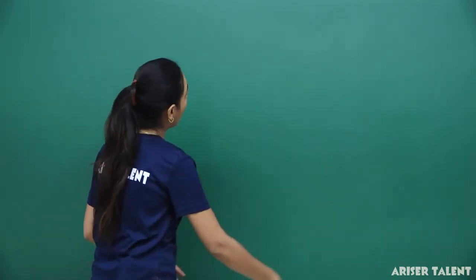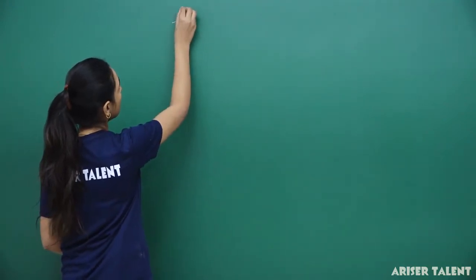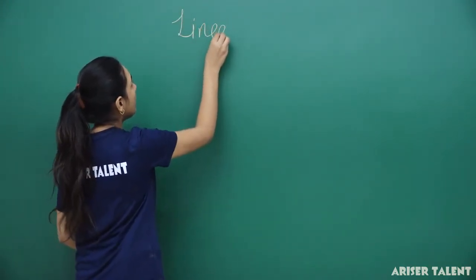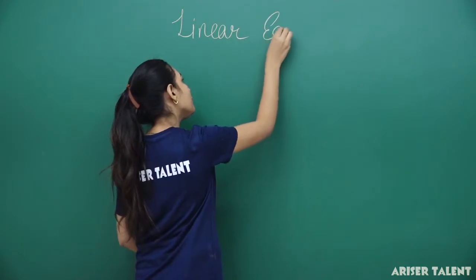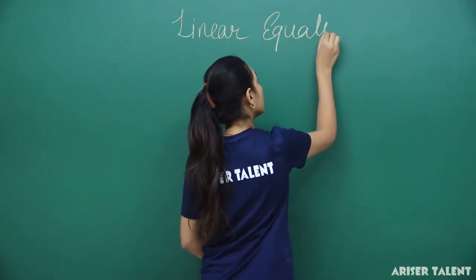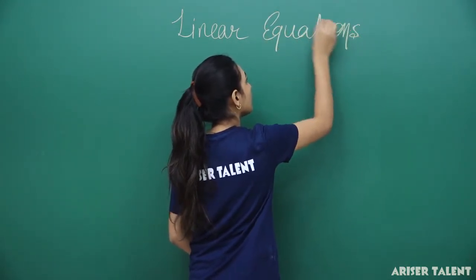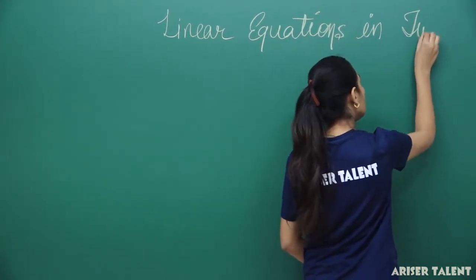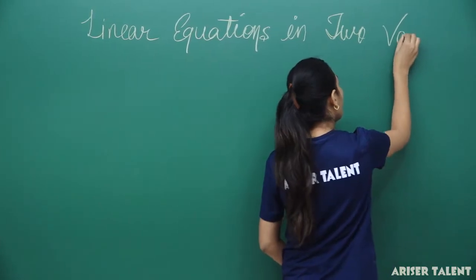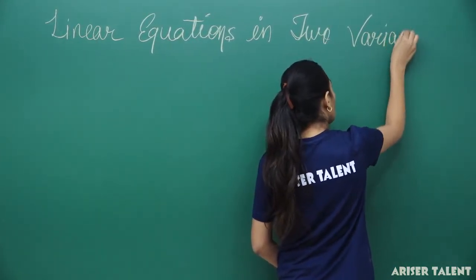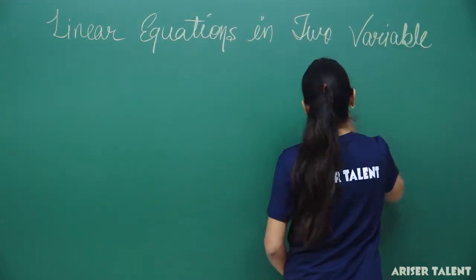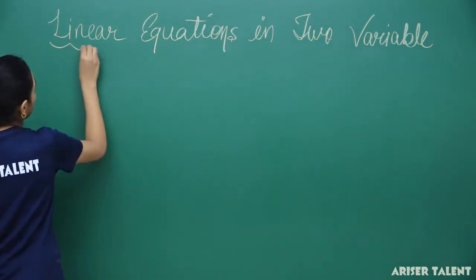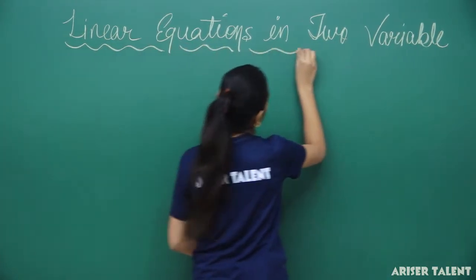Right students, so starting with writing its name. Okay, so the name is linear equations in how many? Two variables. This chapter's name takes years to write.